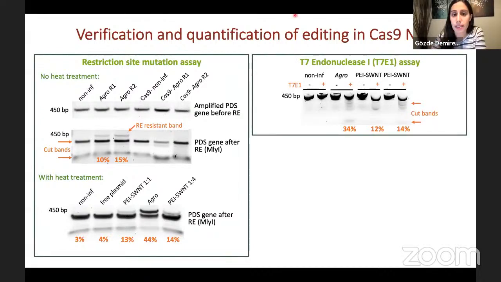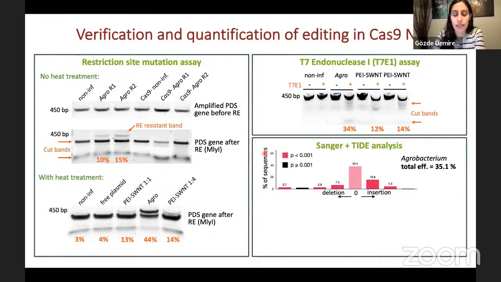Similarly, we could use the T7E1 assay. This is the one where we can use this enzyme to cut the edited copies of the genome. In the case of non-infiltration, we don't have any cut bands, so this means it's not edited. In the case of agro-positive and the carbon nanotube positive control, we have cut bands. But as I was mentioning, there are also a lot of background bands, and it's not always the cleanest way of identifying gene edits. But it gives similar editing efficiency to the restriction site mutation assay when we compare them.